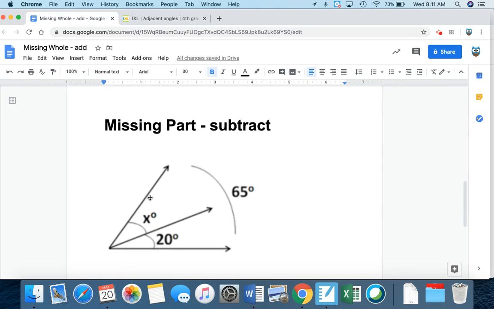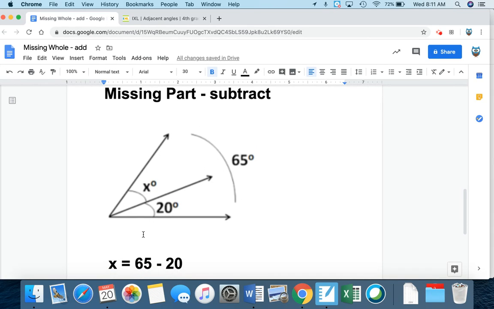I call the other example a missing part example because here you have the total, you have the whole angle, you have one of the parts, but you're missing the other part. So when you see this type of example, you know you need to subtract because you have x, the unknown that we have here, and that's equal to 65 minus part of it, which is 20, and that's going to tell us what x is. And 65 minus 20 is equal to 45 degrees.